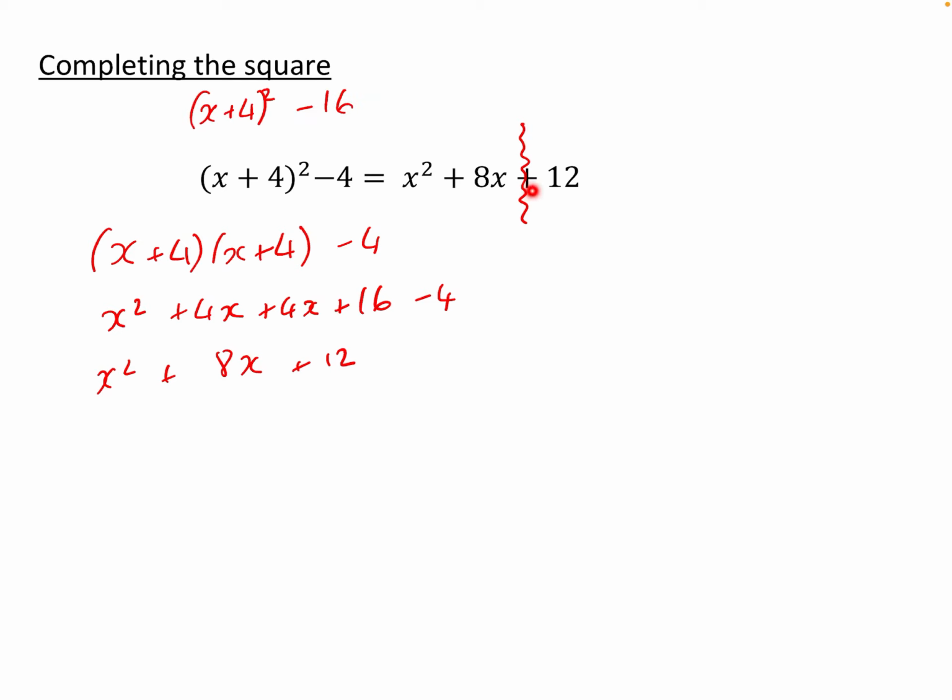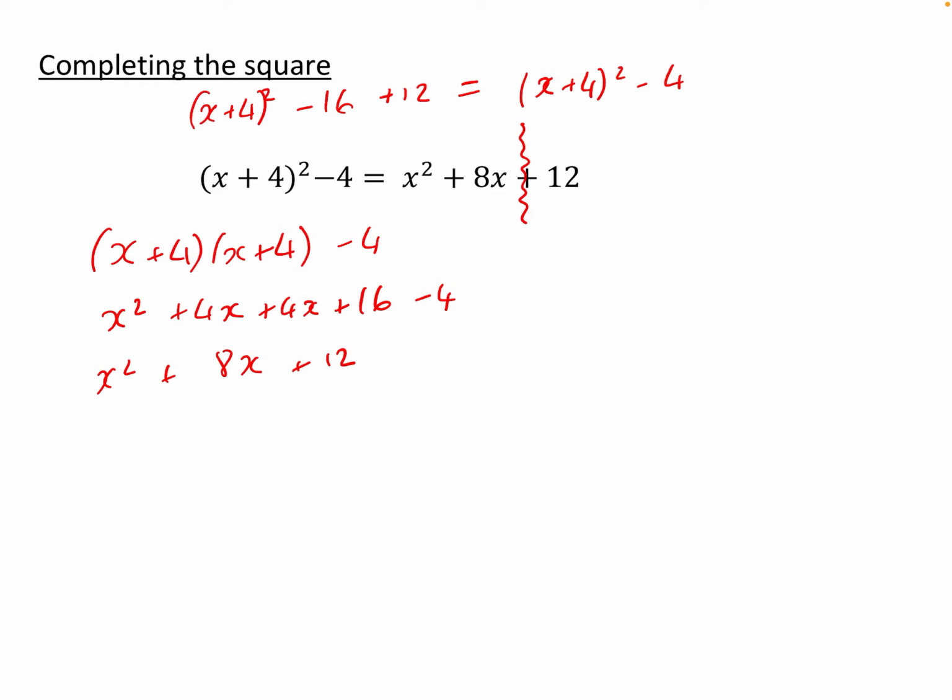Well, this time I have an extra plus 12. This section here will give me x squared plus 8x, but I need to make sure I've got this 12 in there as well. So I now add on the 12. What I can do is simplify this by combining these two like terms, which gives me x plus 4 squared, negative 16 plus 12 will give me negative 4. So it's very much the same as yesterday, where we complete the square on the first section and then just make sure we add on anything extra we have.